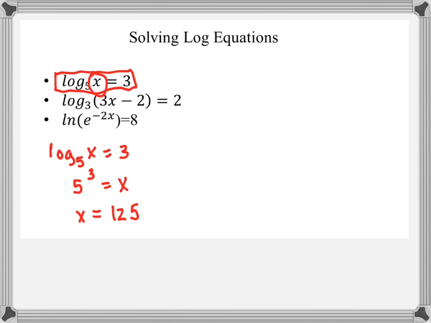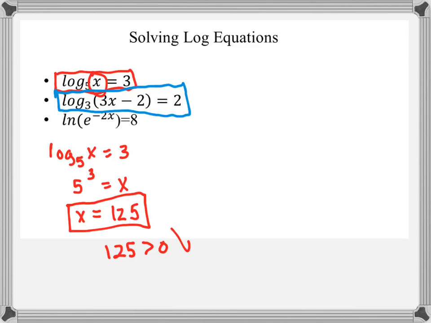Now before I can say that that is definitely my answer, I need to check, because we need to remember that the argument needs to be greater than 0. Is 125 greater than 0? Yes. So our solution is 125.